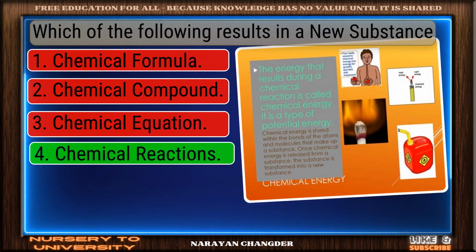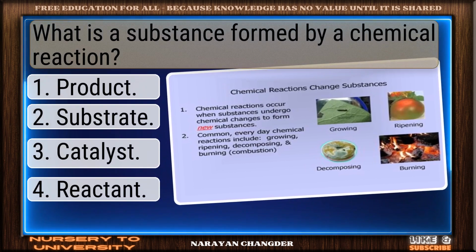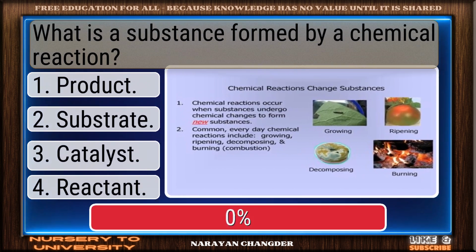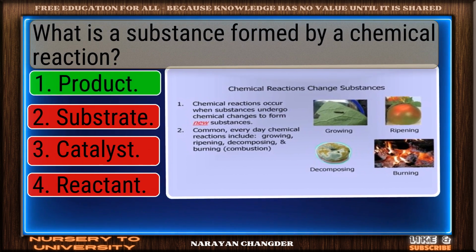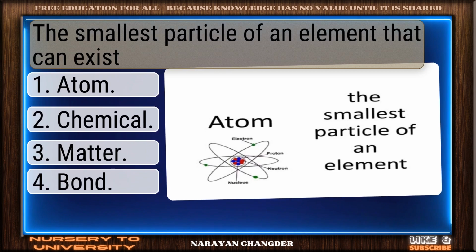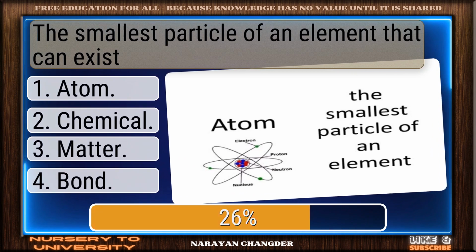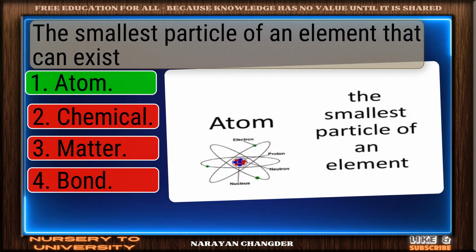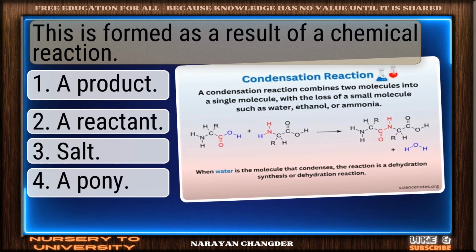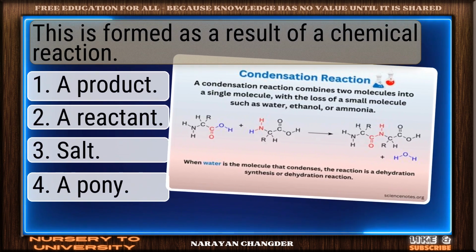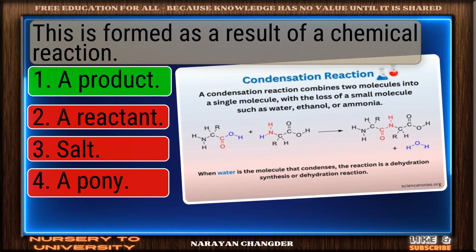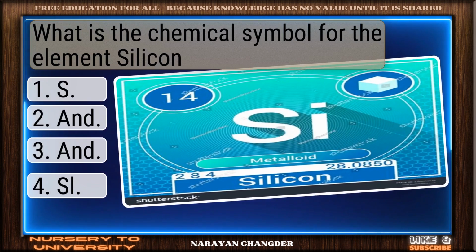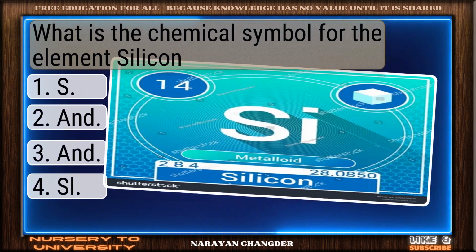Good job, chemical reactions. What is a substance formed by a chemical reaction? Strong answer, product. The smallest particle of an element that can exist. Excellent work. This is formed as a result of a chemical reaction. Well articulated, a product. What is the chemical symbol for the element silicon?